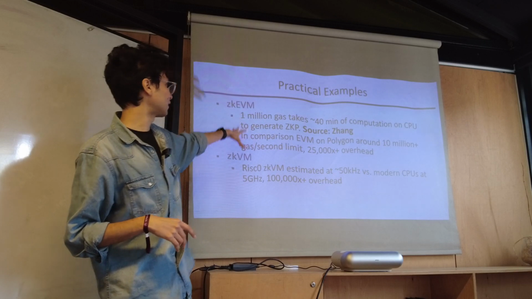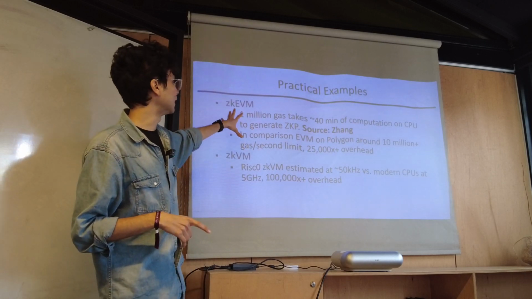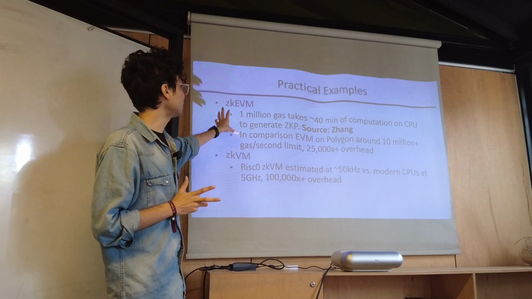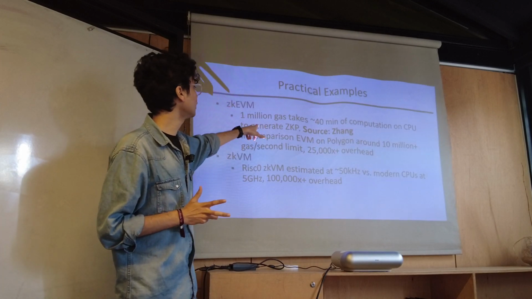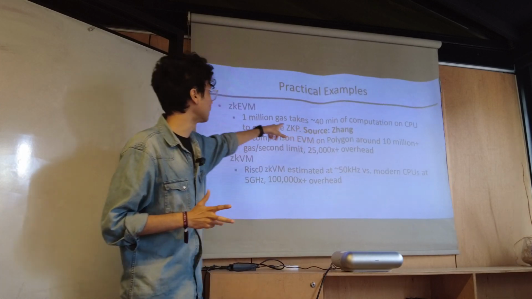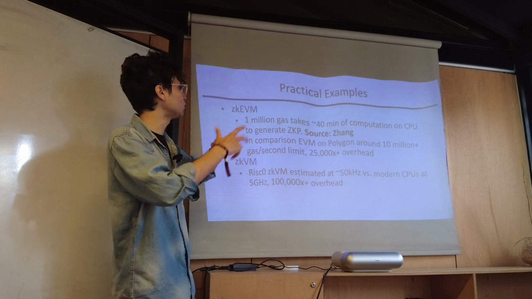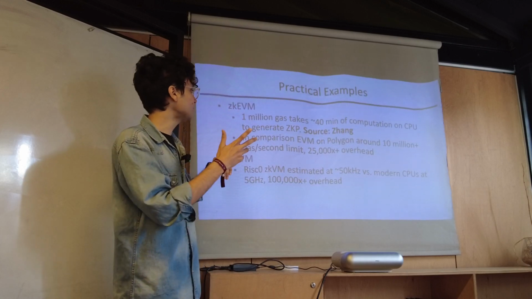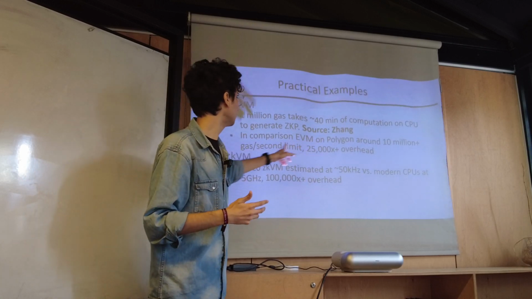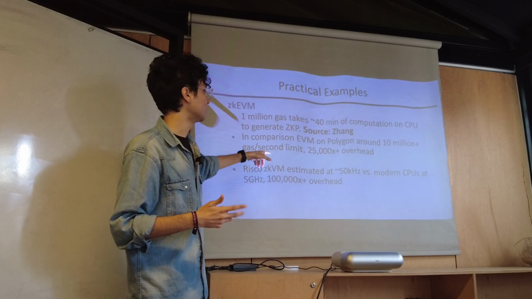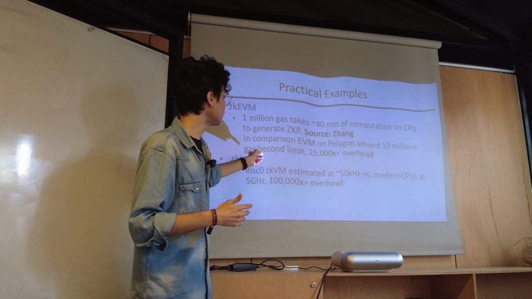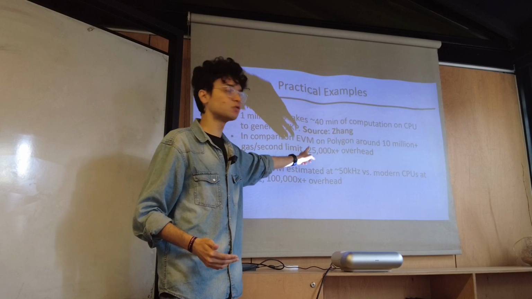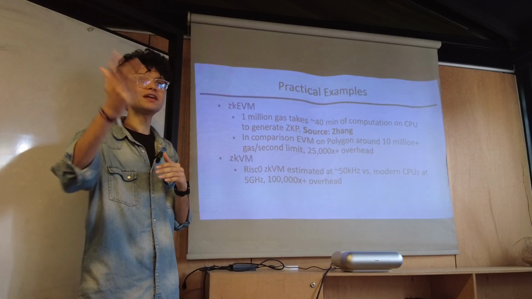And these are again some practical numbers of what ZK proofs look like and how hardware acceleration helps. So something like ZK AVM, right? So Polygon takes about 40 minutes to compute a zero knowledge proof, and it takes about 1 million of gas to generate that. But in comparison, Polygon runs over 10 million gas per second, right, natively. So this is what it's computing, and this is the time it takes to generate the proof. So there is like a 25,000x overhead for running the computation and verifying that.